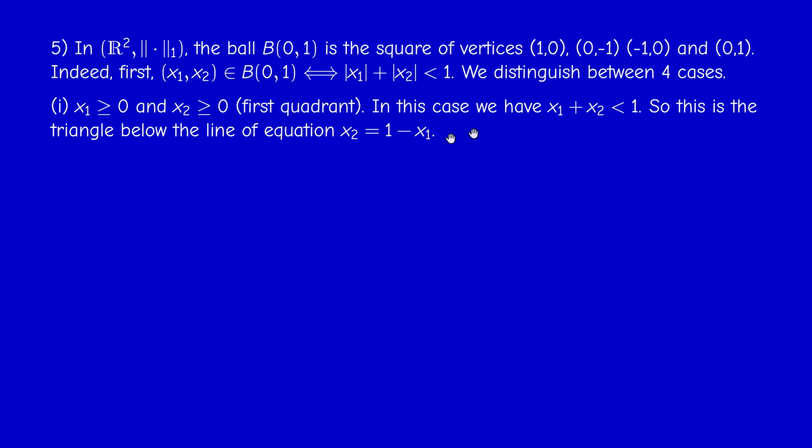Geometrically, what does it mean? It means that this is the part below the line of equation 1 minus x1, but we need to intersect it with the first quadrant. So we are here in the first quadrant, x1 non-negative, x2 non-negative, but we are below this line of equation x2 equal 1 minus x1, which joins 0, 1 to 1, 0. We are below, but we should be in the first quadrant as well. So we get this triangle.